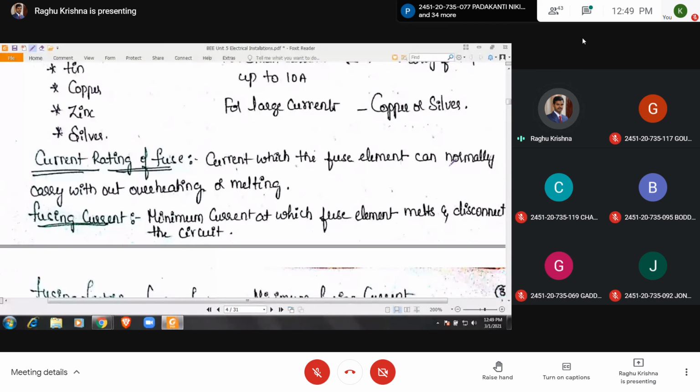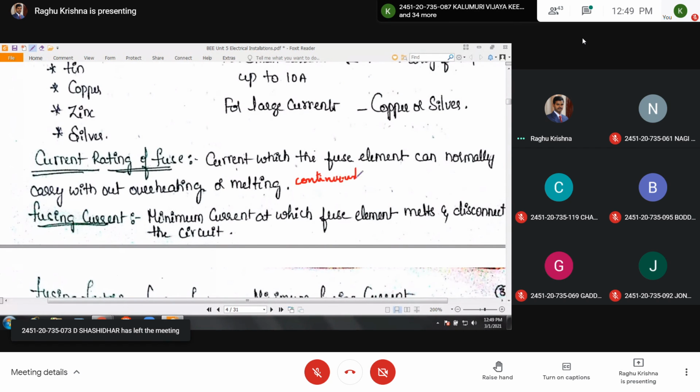Current rating of fuse. Current rating means the maximum current which can flow through the fuse continuously. It is the current which the fuse element can normally carry without overheating or melting continuously. You can add continuously.